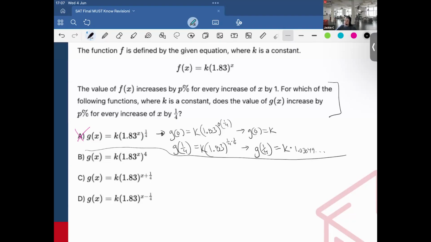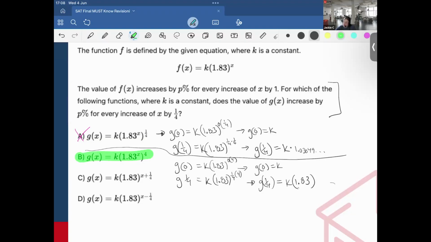Same thing. When I do g of 0 and plug in the 0 for x, yet again we'll get 0 times 4, which is 0. So I do get, again, that g of 0 is equal to k, which is interesting, but I want to show that it's increasing by 1/4. So I'm going to increase it by 1/4, and we can see this would be 1/4 multiplied by 4, which means that when I increase the function by 1/4, it's increasing by the percentage of 1.83, which is exactly what I want. So therefore, I can stop there.